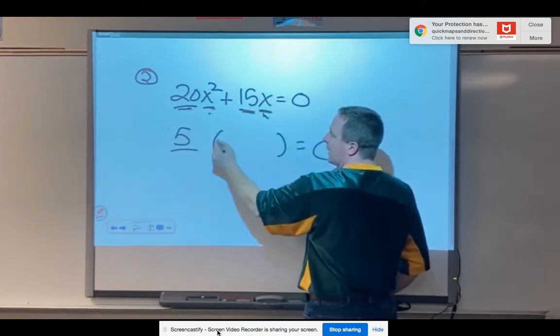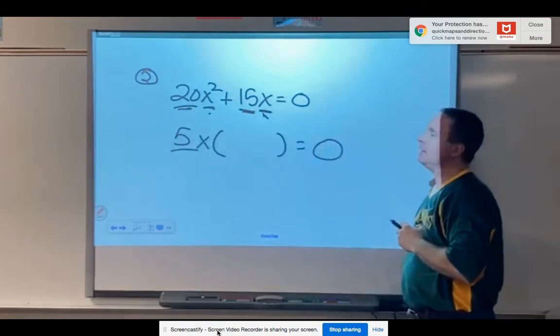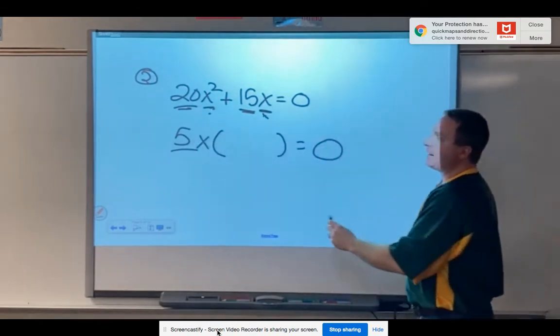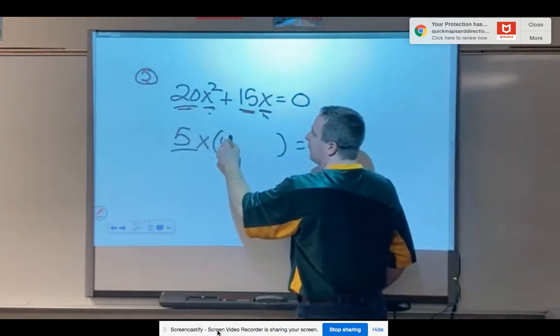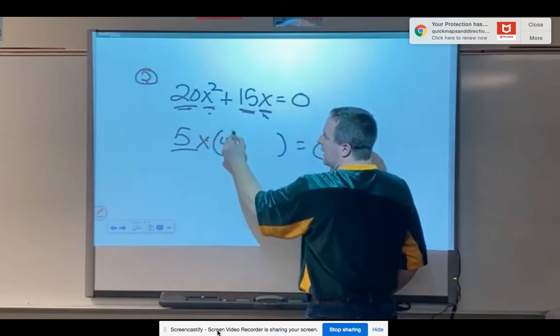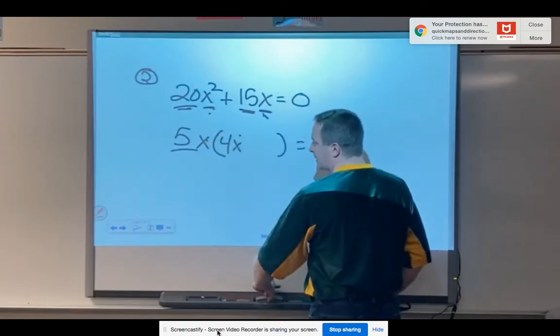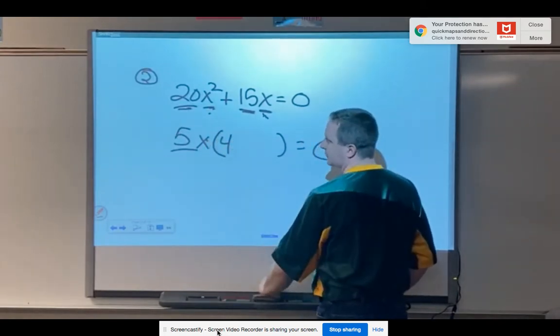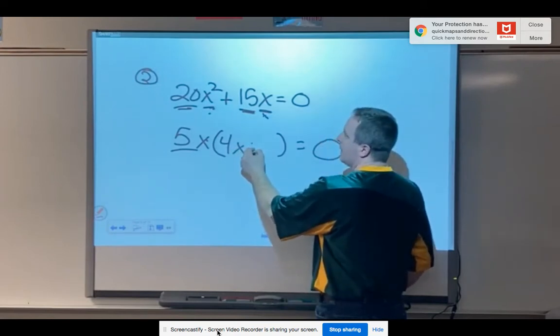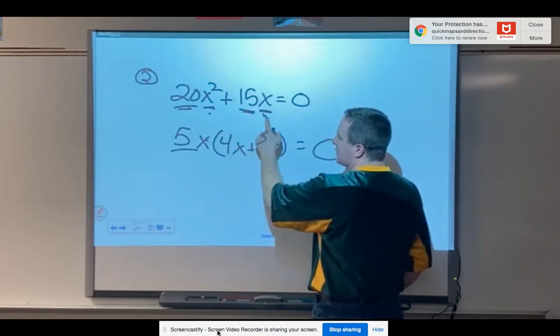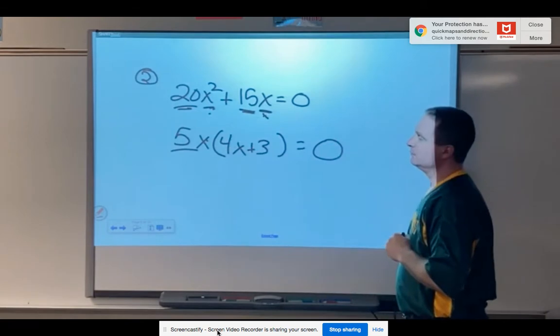And once again, how many x's do they have in common? I think the most I can take away from both of them is 1. Okay? And if I divide a 5 out of 20, I get 4. And I take one of the x's away, I get 1 x left over. It's the 4x. And 15 divided by 5 is 3, and there's my x out in front.